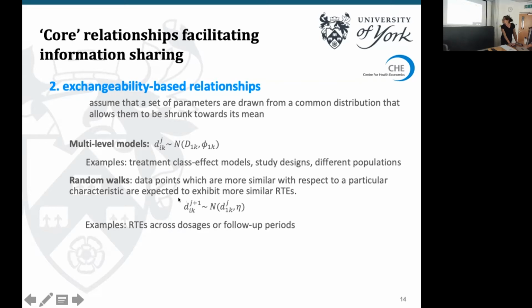So random walk models assume that data points which are more similar with respect to a particular characteristic are expected to exhibit more similar relative treatment effects in the form shown here. So those models have been used to share across dosages of the same drug or across follow-up periods.